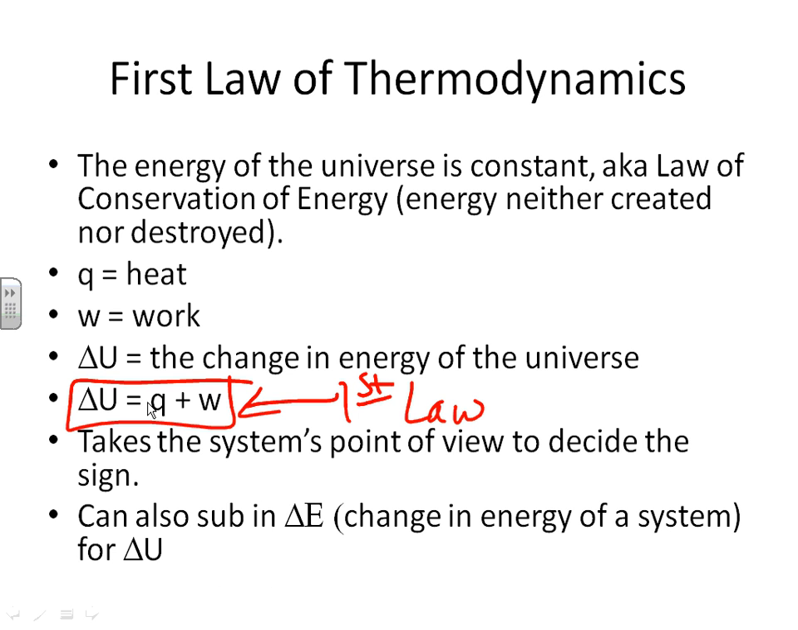And I will also add that we can substitute in delta E for delta U. This is how chemists interpret the first law of thermodynamics: we can take this idea that the universe's energy is unchanging and say, okay, this idea of heat and work also applies to a system as well. Not necessarily that the system's energy is unchanging, but we can take this concept of heat entering, work being done on something, and apply it that way.